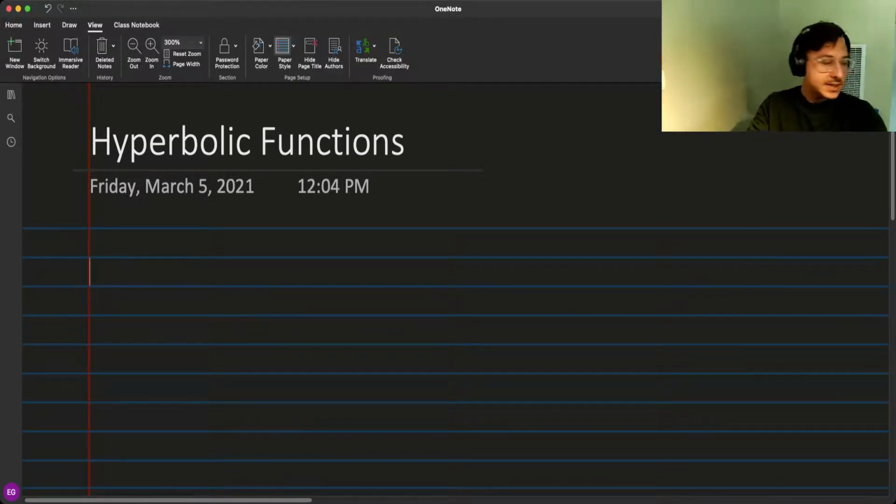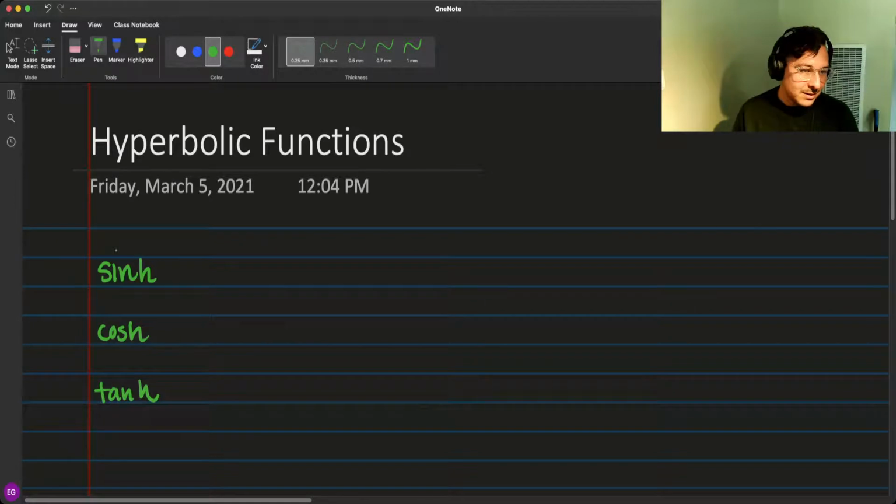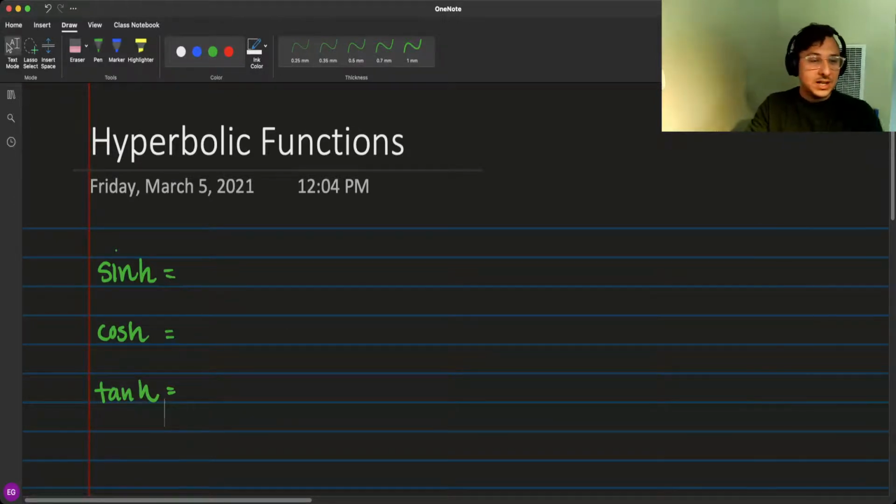Okay. So, let's talk about what hyperbolic functions are. Let's just give you the names of these things first. There are three hyperbolic functions: sinh, cosh, and tanh. So you can probably guess what the H stands for. The H stands for hyperbolic.